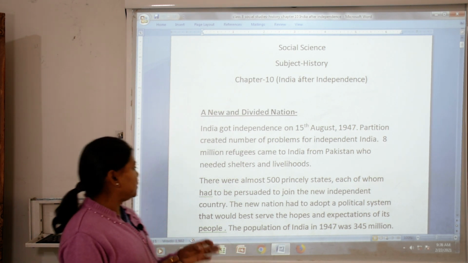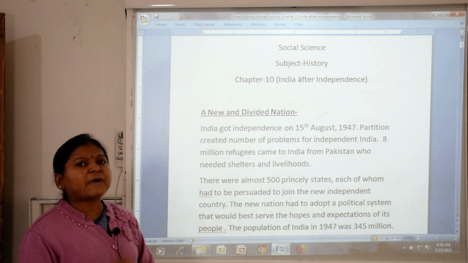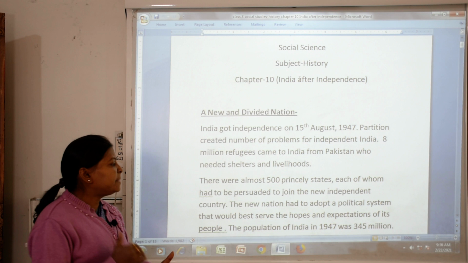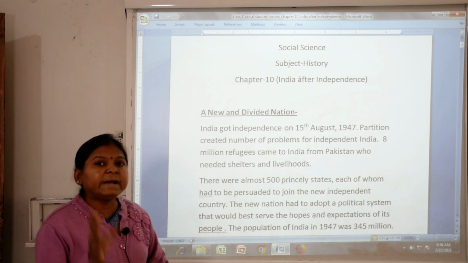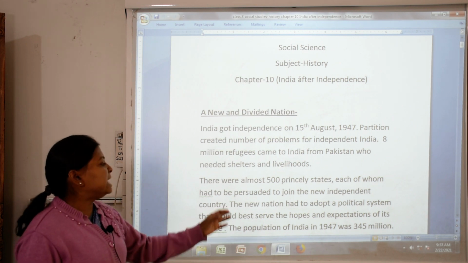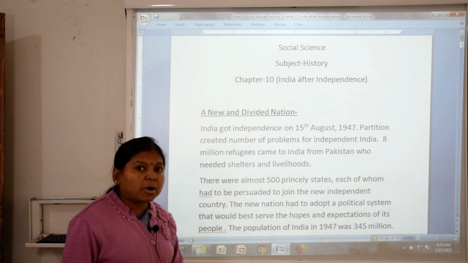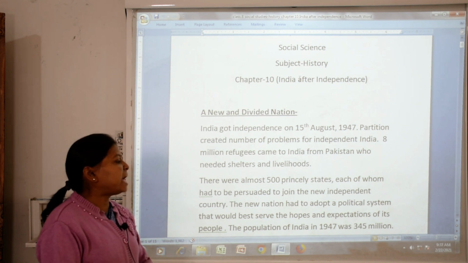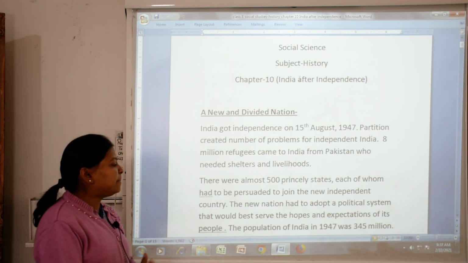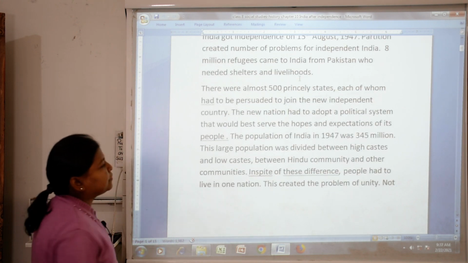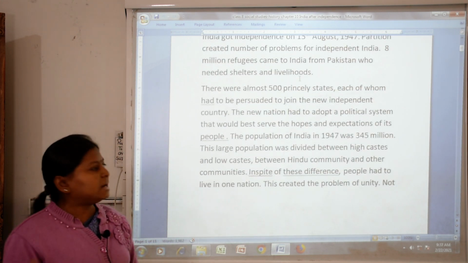government during that time. There were almost 500 princely states, each of whom had to be persuaded to join the new independent country. Do you know, during that time the new nation had to adopt a political system that would best serve the hopes and expectations of its people. The population of India in 1947 was about 345 million.